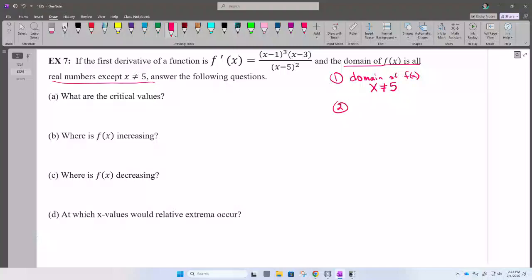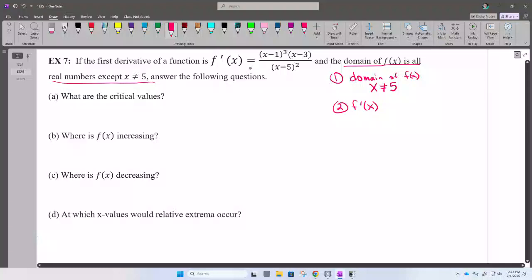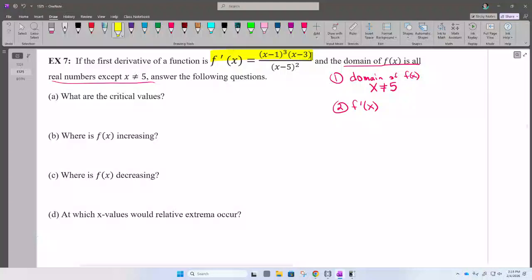The second thing we would do is find the derivative, but they already did that for us too. This is the derivative right here. And we want to see where that derivative equals 0 and where the derivative does not exist. Since the derivative is already found for us, we don't have to do that.